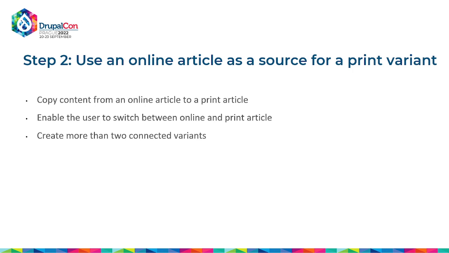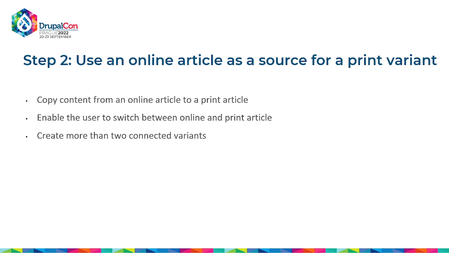The next step is use an online article as source for a print variant. So we are basically having one online article with all the fields already filled, and we want to create a print variant or even more print variants out of it. This should also be possible with our solution, but without just copy-paste all the stuff, because you can have very many fields and it would be a bit tricky to copy-paste all the stuff. But we also want to copy all the content, but without copy-pasting.